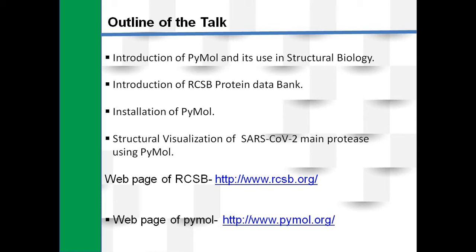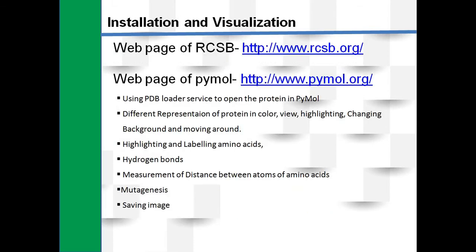Then these are the web pages of RCSB and PyMol. So we'll be seeing these websites also. Now we'll be installing PyMol, and after installing PyMol, we'll be using its features to show how to change the color of the protein, how to view the protein, how to highlight any region, change the background, move around, then labeling and highlighting the amino acids, hydrogen bonds, measuring the distance between the atoms of amino acids, mutagenesis, and saving the image.